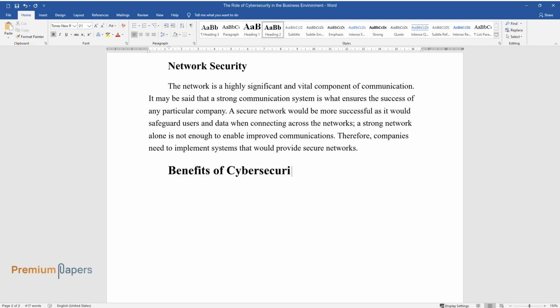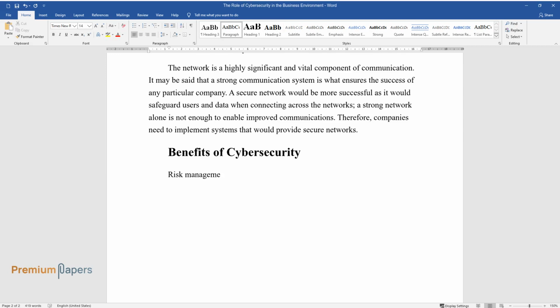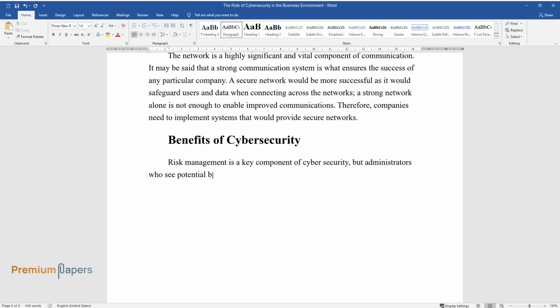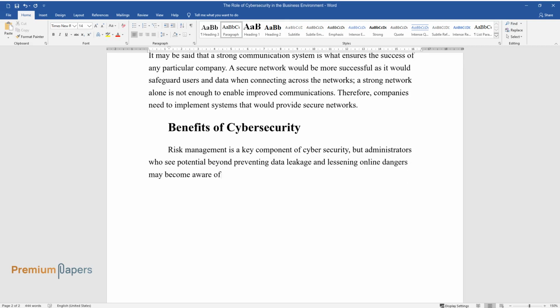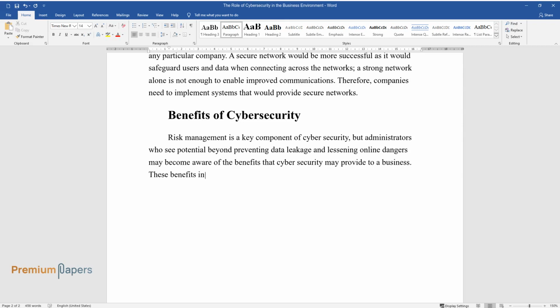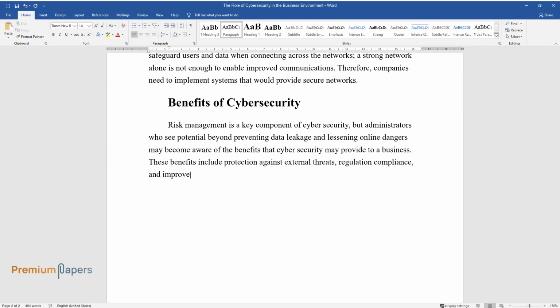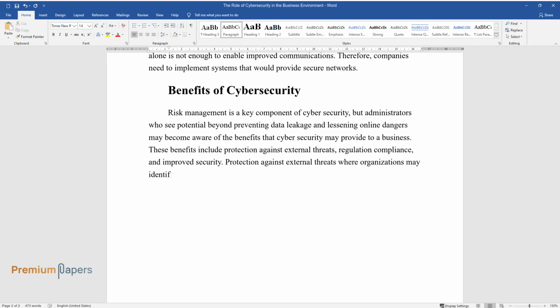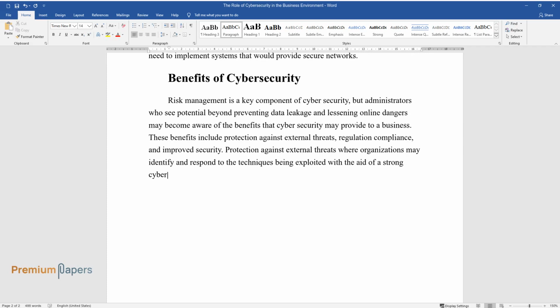Benefits of cybersecurity. Risk management is a key component of cybersecurity, but administrators who see potential beyond preventing data leakage and lessening online dangers may become aware of the benefits that cybersecurity may provide to a business. These benefits include protection against external threats, regulation compliance, and improved security. Protection against external threats, where organizations may identify and respond to the techniques being exploited with the aid of a strong cybersecurity posture that considers routine software updates.